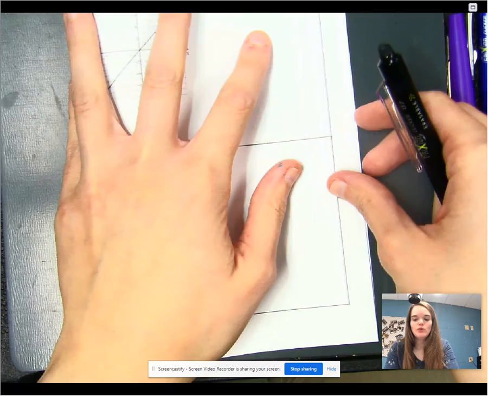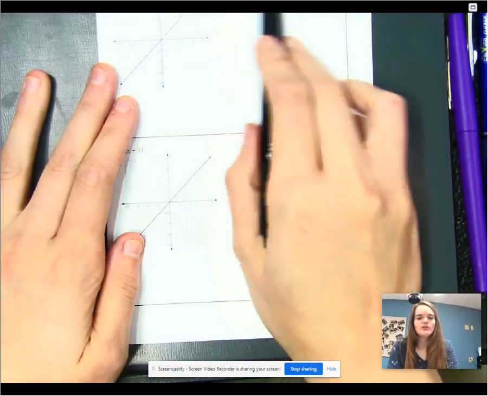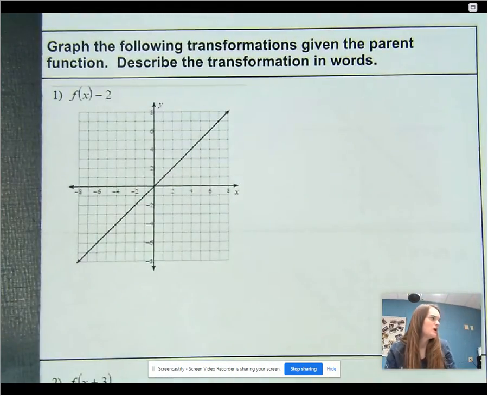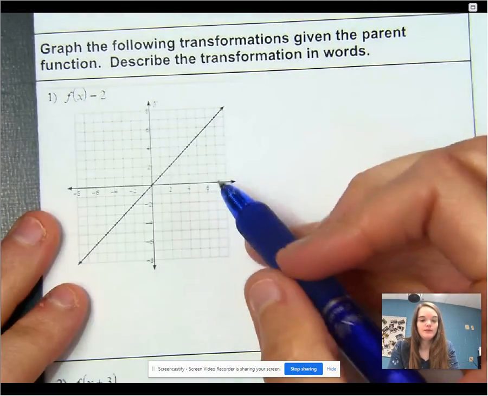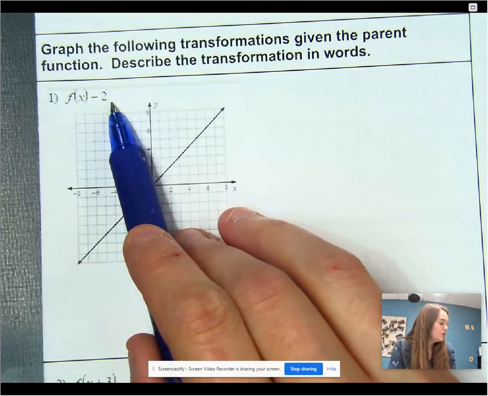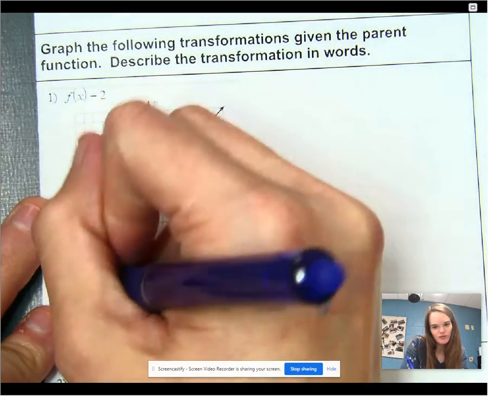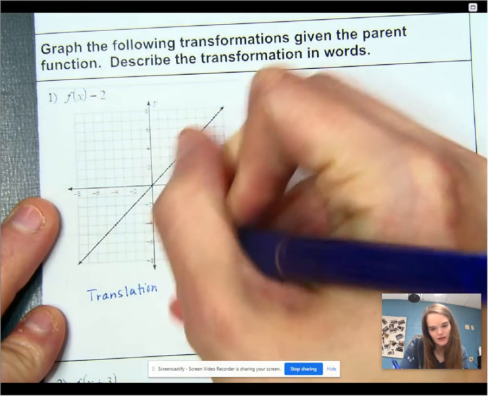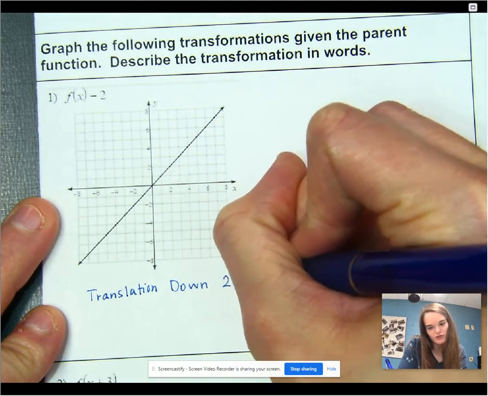What we are going to do, and we might need our foldable from yesterday to talk about it, is graph the transformations. We already have the parent function graph for us. We are going to graph them and describe them. So on number 1, we have a linear function. We have -2 on the outside. That means it is a translation down 2 units. And I'm looking at yesterday's foldable to decide that.